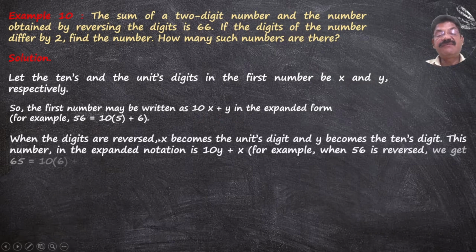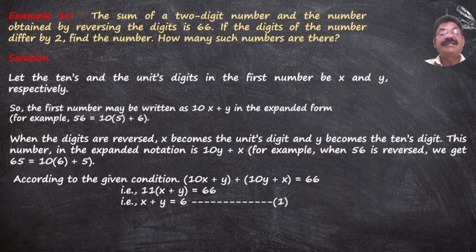When the digits are reversed, x becomes the unit digit and y becomes the 10th digit. Therefore, the value of the number is 10y plus x. For example, 56 reversed, we get 65, which is equal to 10 into 6 plus 5. For understanding, it is given.